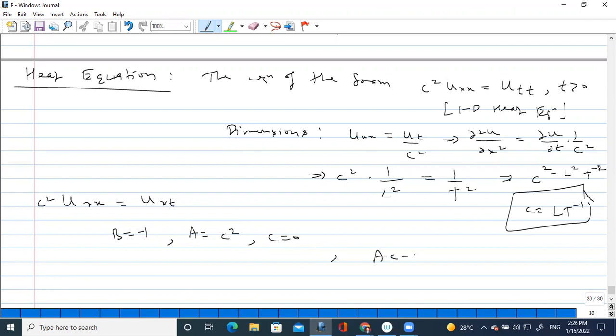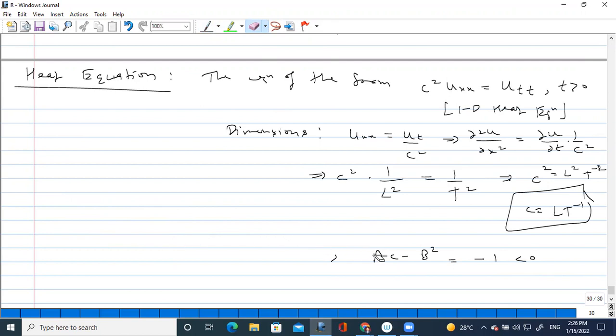So then AC minus B square. C is already 0 here. So it will be minus of 1, which is less than 0. So then it will become not the heat equation, it will become a Laplace equation. So that also we cannot take.